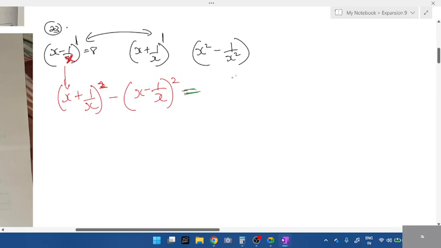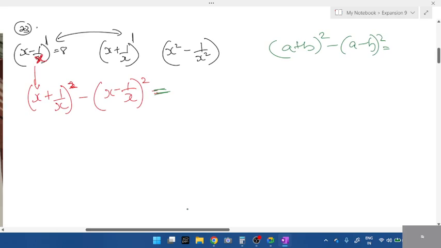So check your notes. Second answer. What's the formula for a plus b the whole square minus a minus b the whole square? You subtract, what do you get? 4ab, right? Here, 4 into x into 1 by x, x and x get cancelled. Only 4 is left. Which value is given here? What are you answering? X plus 1 by x value or x minus 1 by x value? X plus 1 by x. So what should I substitute? Is x plus 1 by x value given here?